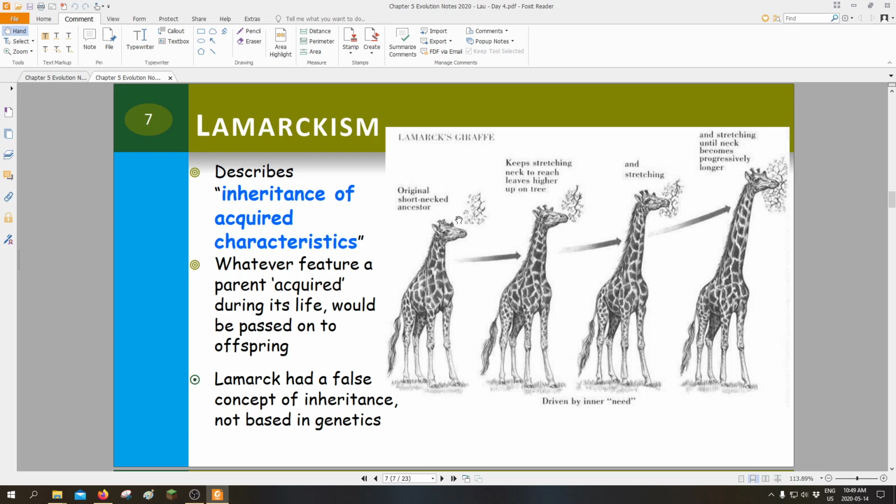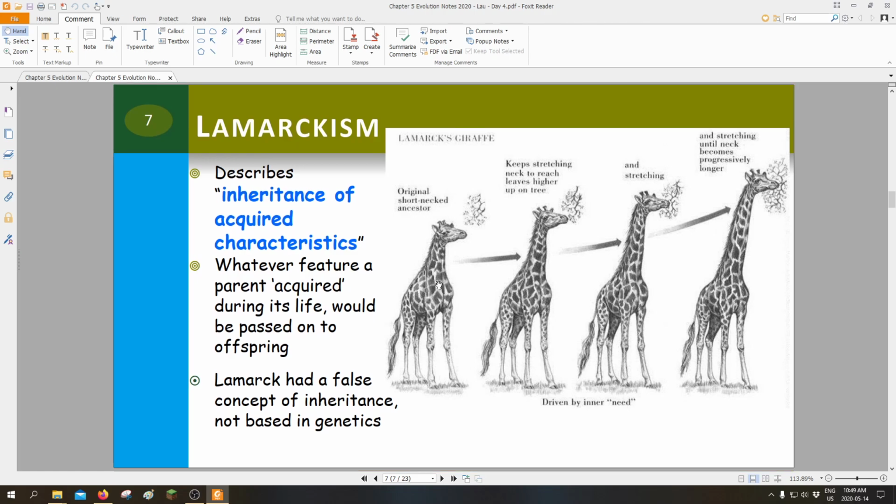So originally the giraffes had a short-necked ancestor, but this ancestor keeps stretching their neck to reach the leaves higher and higher and higher until eventually the stretching neck becomes longer and longer and longer. And guess what? When this giraffe has offspring, then their offspring will also have long necks.